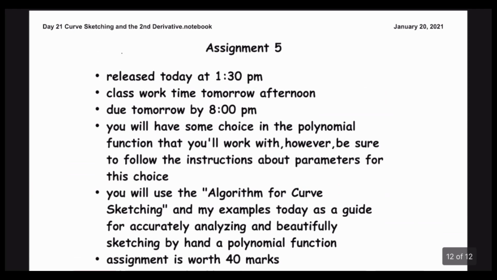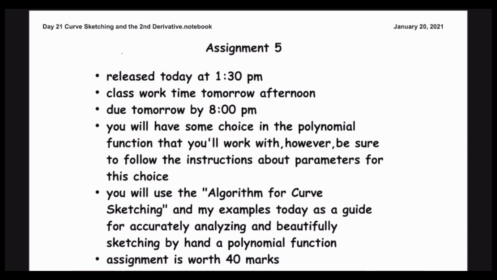This doesn't apply to us exactly. I've kind of modified things a little bit. Just know that now is a good time to work on assignment 6 if you're working on this live. And it does involve our algorithm for curve sketching, which we saw in this video.